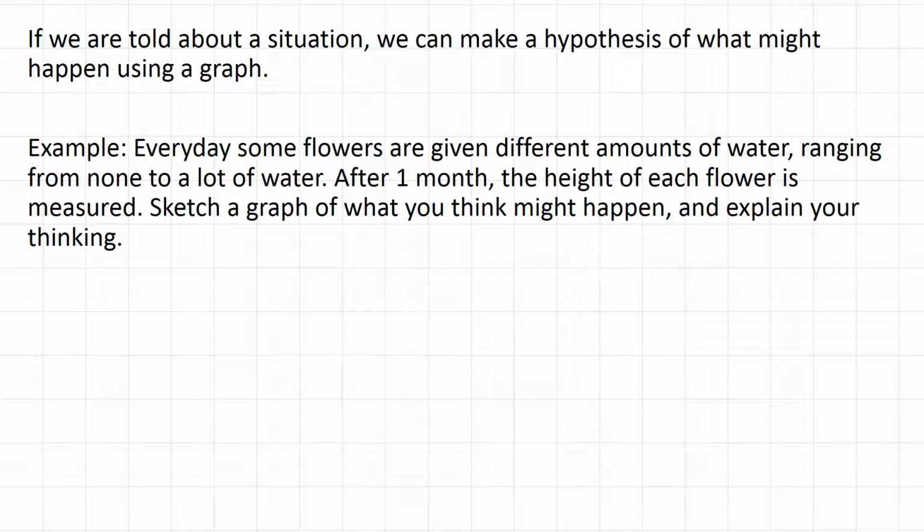So here's an example. Every day some flowers are given different amounts of water, ranging from no water to a lot of water. And after 1 month, the height of each flower is measured. Sketch a graph of what you think might happen and explain your thinking. So our first task is to figure out what are the variables.